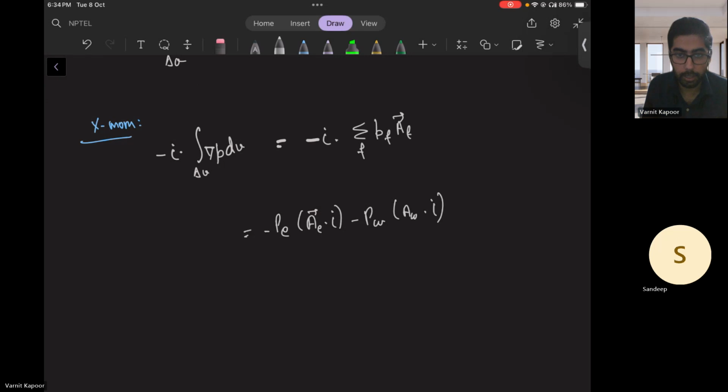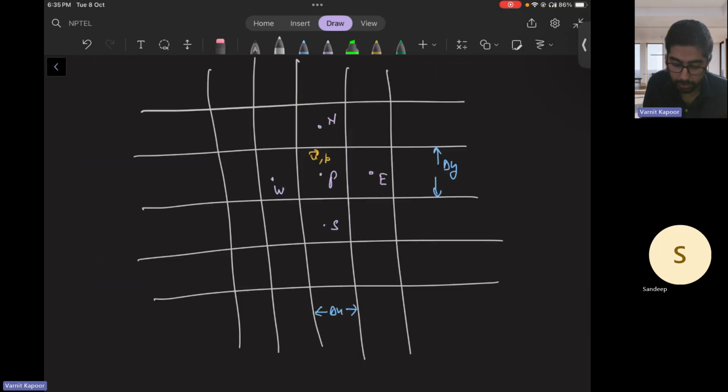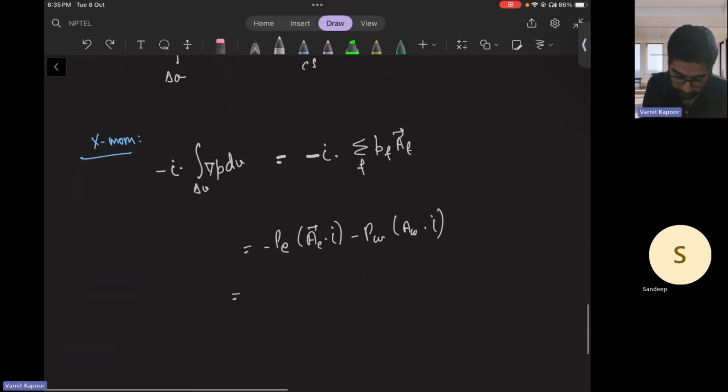So it will be how much? If you say AE dot I, both are in which direction? Both are in positive direction. So at this east face, this is your east face, this is your west face, this is your north face, this is your south face. The area vector as well as I, both are pointing in the same direction. That will make it positive, and already there is a negative sign outside. So that will remain negative PE del Y.